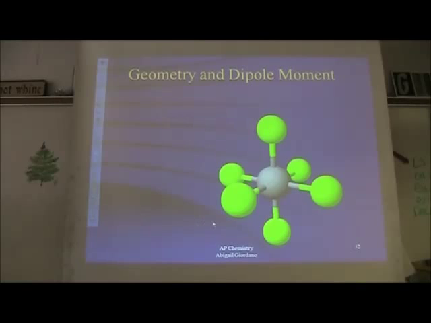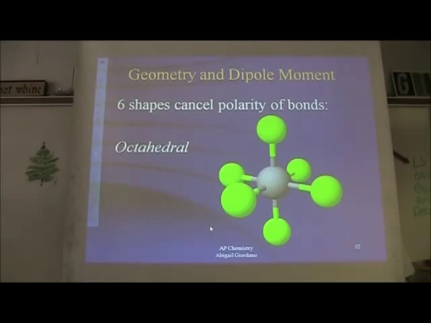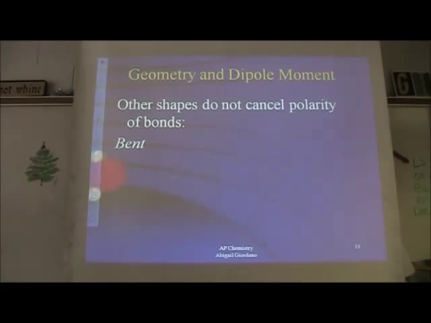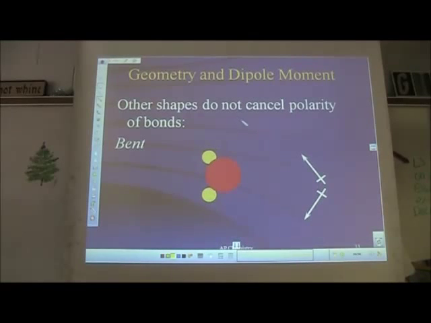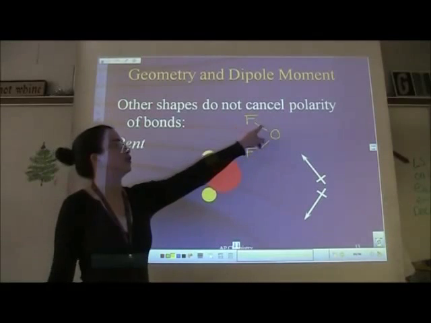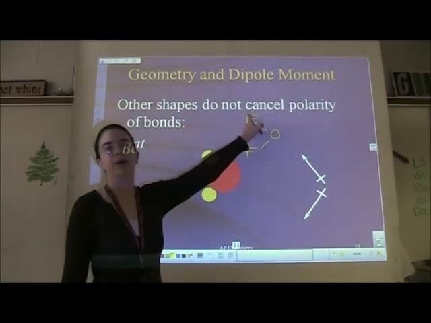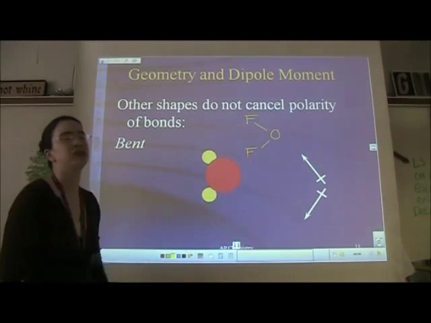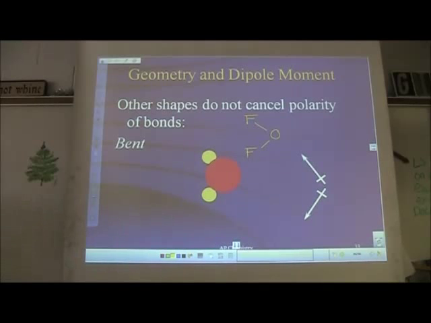Here's another one. I love this one. Octahedral. Okay. Folks, here is an example of a shape that will never cancel the polarity out. Never, ever. Like this molecule. Or water also has this bent shape. Okay. Is this a polar bond? Yes or no? Yep. But this shape does not cancel out the polarity of the bonds. So folks, bent molecules are always polar. Always.